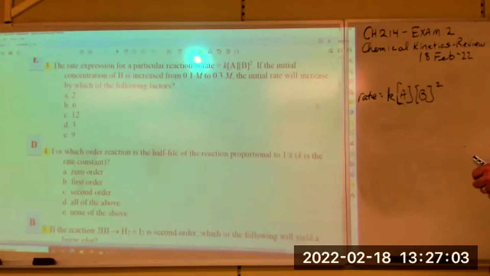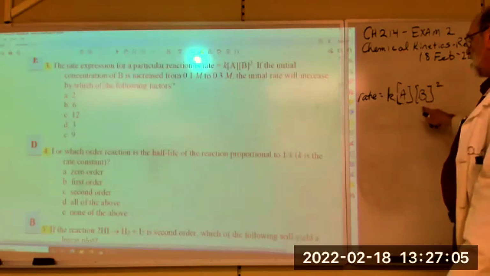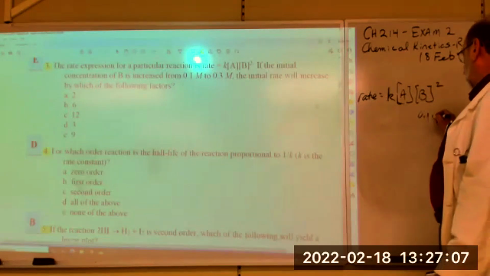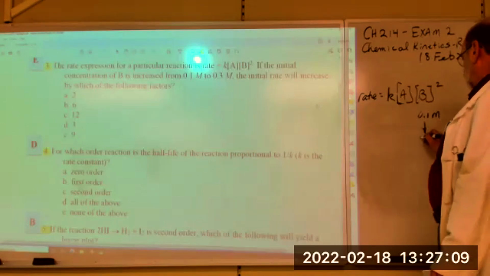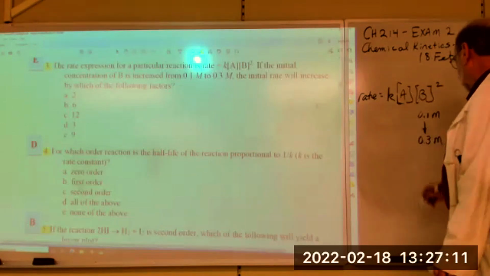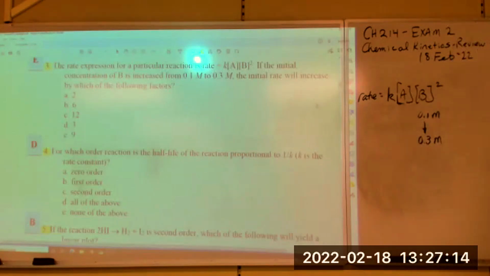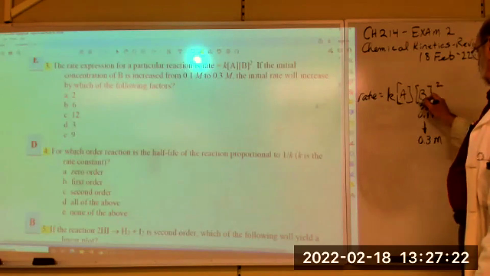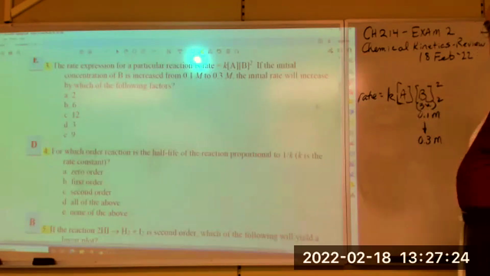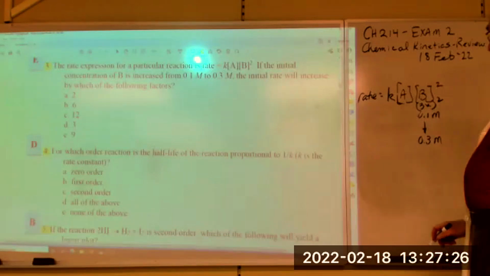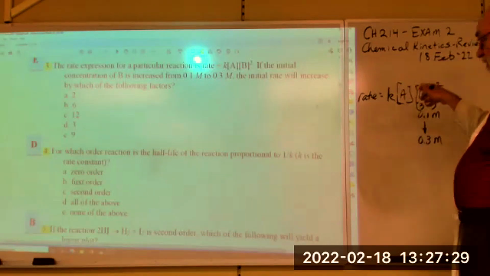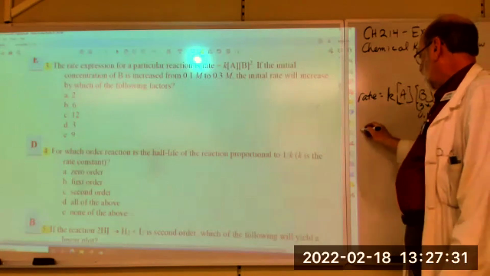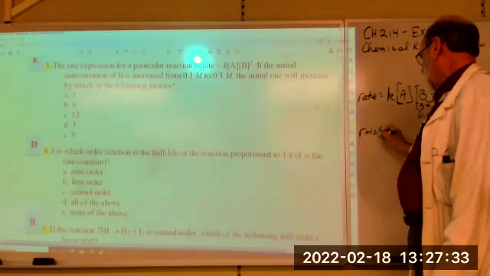If the initial concentration of B is increased from 0.1 molar to 0.3 molar, so we triple the concentration, the initial rate will increase by which factor? Well, if we triple this one and square it, 3 times 3 is 9, right? So all things being equal except for this one, the rate should be times 9.